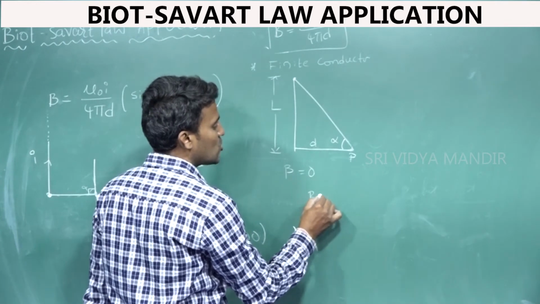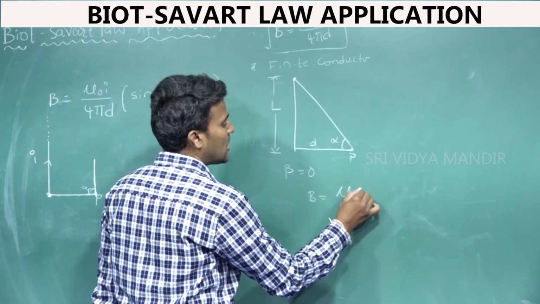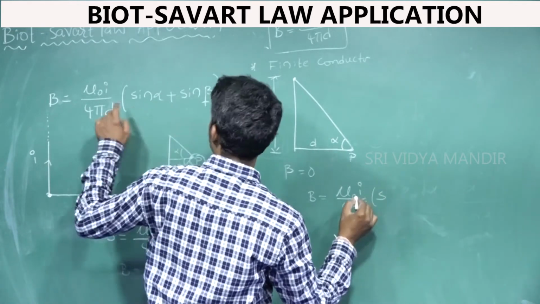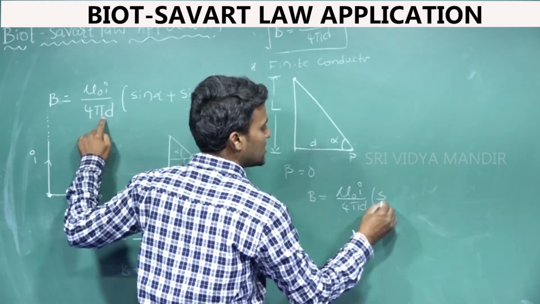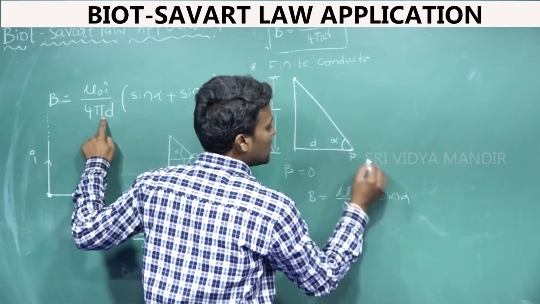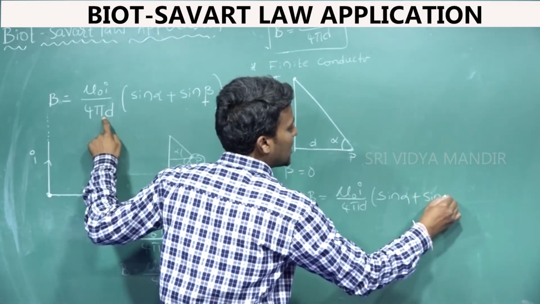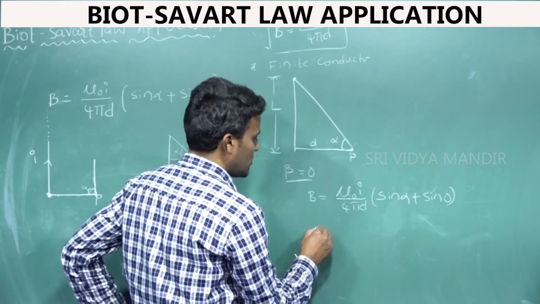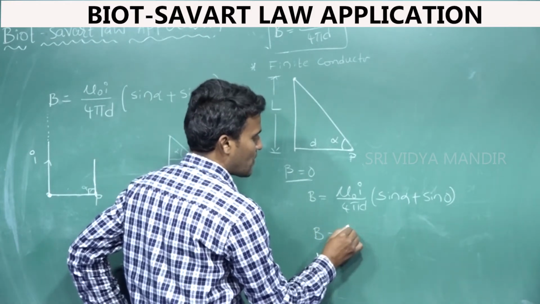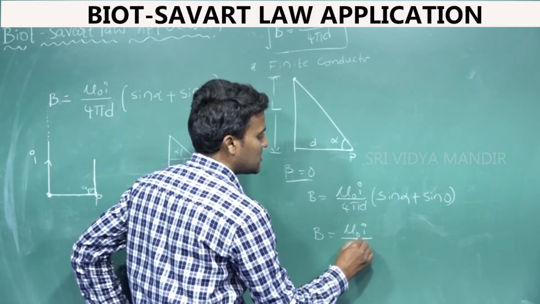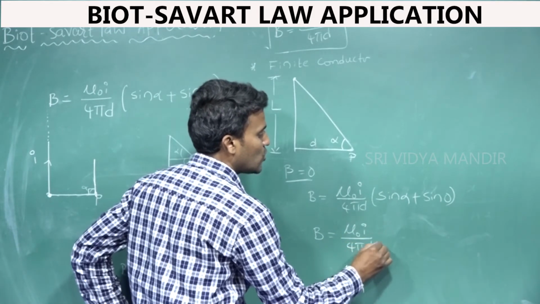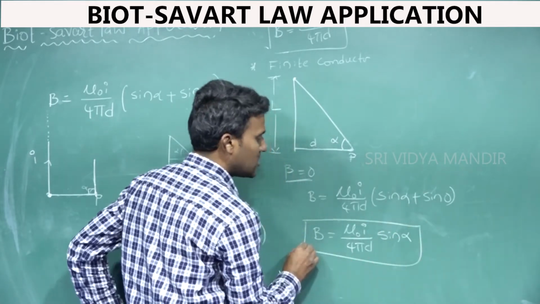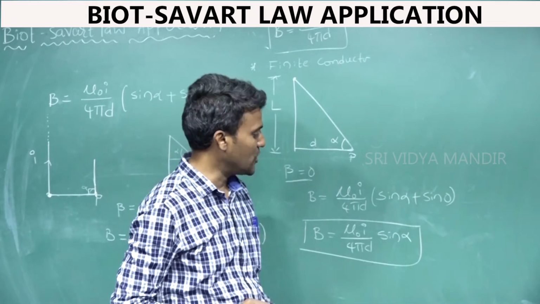Formula: B is equal to mu naught I divided by 4 pi d, into sine alpha plus sine beta. Beta is equal to 0. So B is equal to mu naught I divided by 4 pi d sine alpha. This is the formula. Now we can simplify this equation.